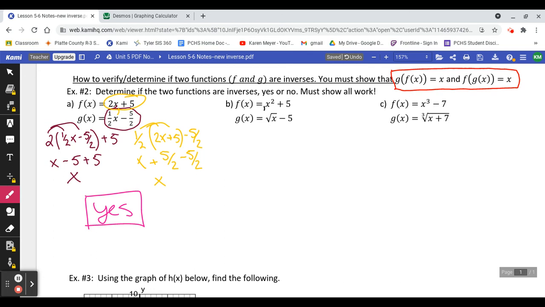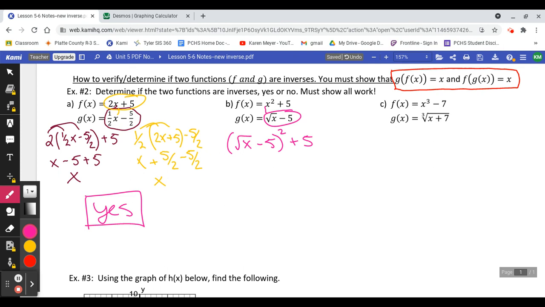Okay, let's go to the next one. On the next one, I'm going to take the bottom one and put it into the top one. So square root of x minus 5, quantity squared, plus 5. Now here you have to be careful because you should notice that the square root does not go over the x minus 5. It only goes over the x.